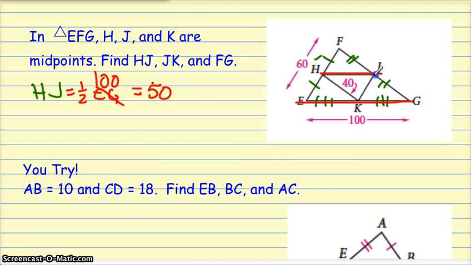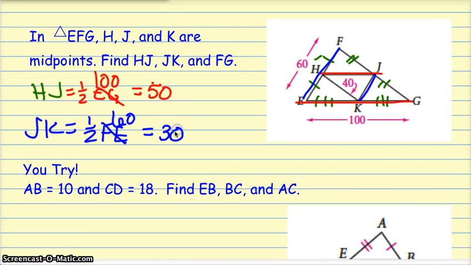JK is this side length here, so it must correspond to this one over here. JK equals half the length of FE. FE equals 60, so JK equals half of 60, which is 30. A lot of you may not need to set up an equation to look at this, but I figured it couldn't hurt right now.